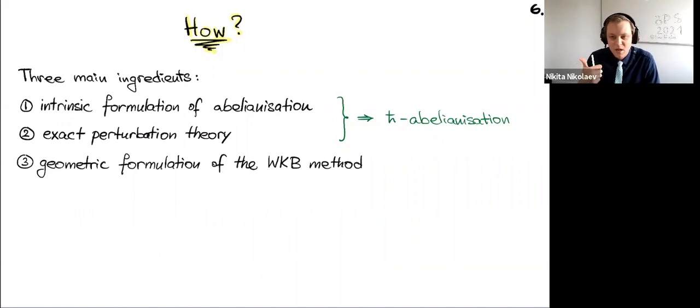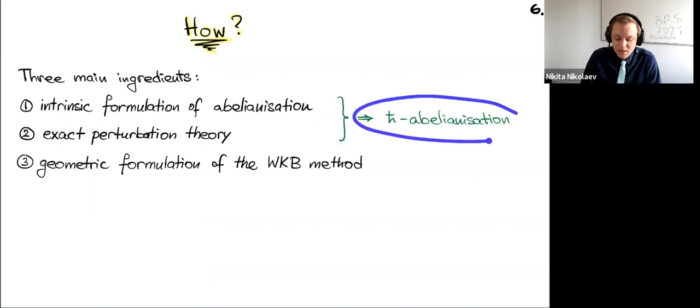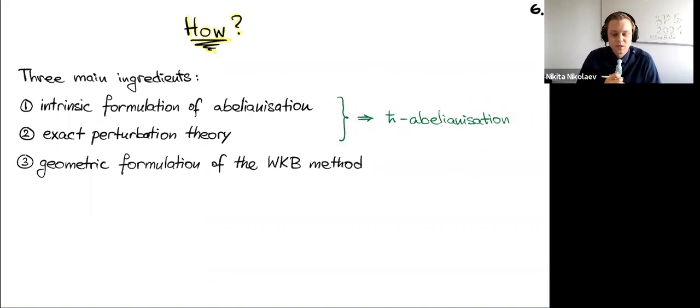So that's ingredient number one, and ingredient number two is some form of exact perturbation theory, because at the end of the day we're studying things that depend on this parameter h bar, and eventually we need to be able to solve certain differential equations in a way that keeps track of the behavior as h bar goes to 0. That is the subject of singular perturbation theory, so you need to be careful there. But those two ingredients are enough to basically describe what h bar abelianization is. Once you have those two, you get the theorem.